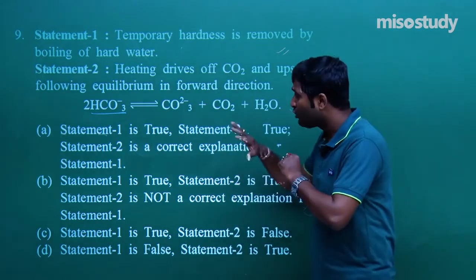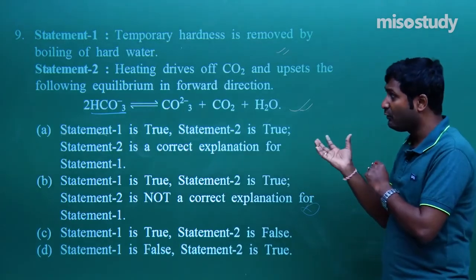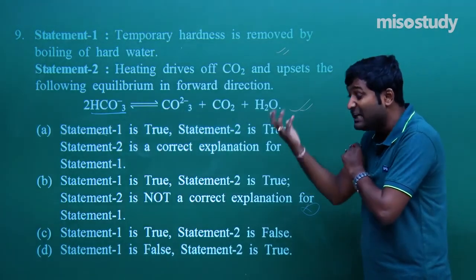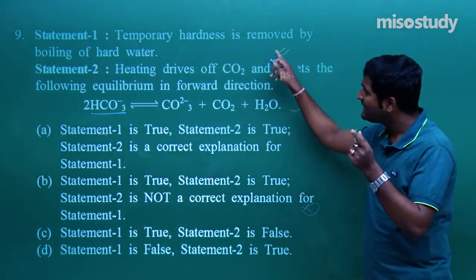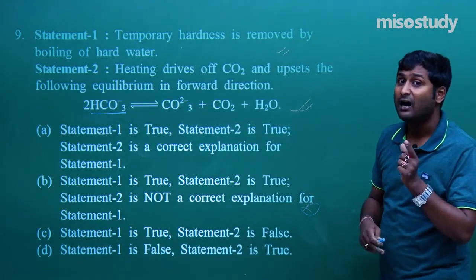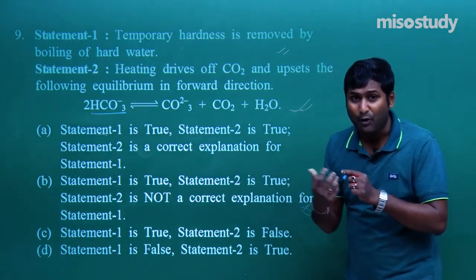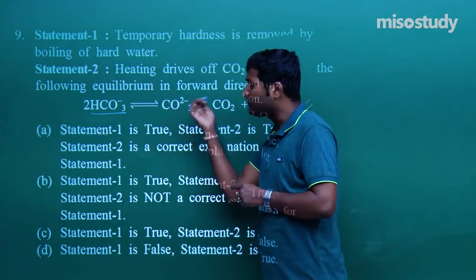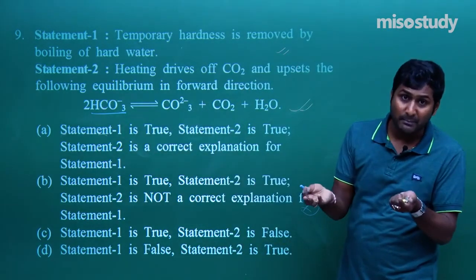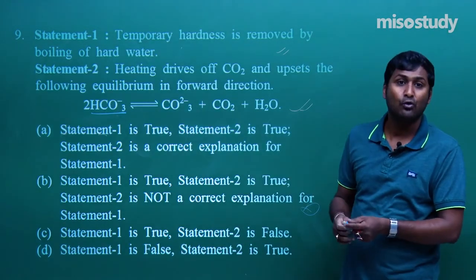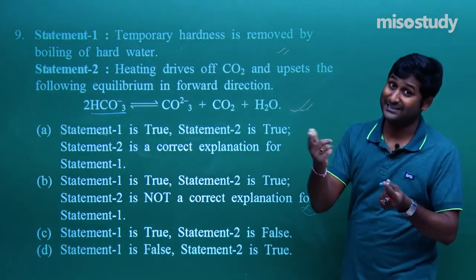So if we link this at a certain level, if you use deep knowledge here, then you can say, sir, there is a possibility, because we know temporary hardness is due to bicarbonate of calcium and magnesium. By boiling, what will happen? Dissolved bicarbonate will be converted into undissolved carbonate, that is the precipitate. By filtration, we can remove the carbonate and we get soft water, and this is the technique.